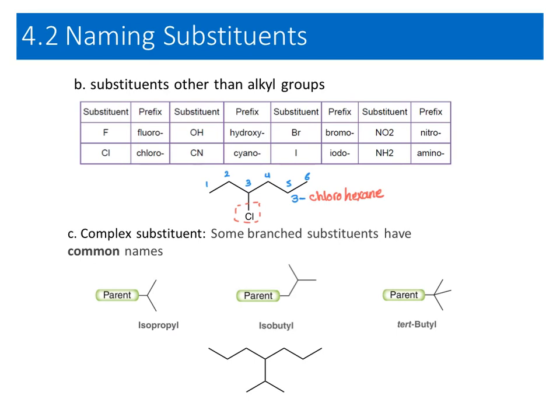Sometimes the alkyl substituents can be a little bit complex and they have their own names. For example, if a 3-carbon alkyl group is attached to the parent chain from its second carbon, we call that isopropyl. So this is 1, 2, 3, and it is attached from its second carbon. You remember, if it was attached from the first carbon, we call that propyl. But when it is attached from the second carbon, we call that isopropyl.